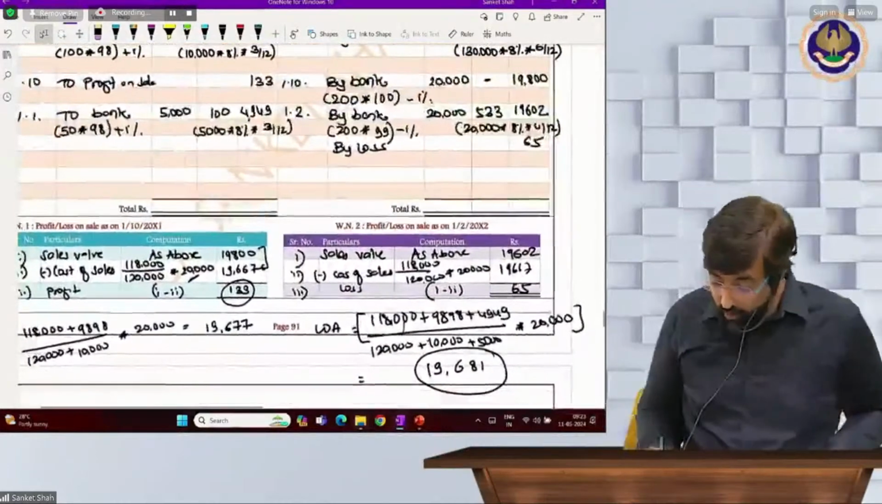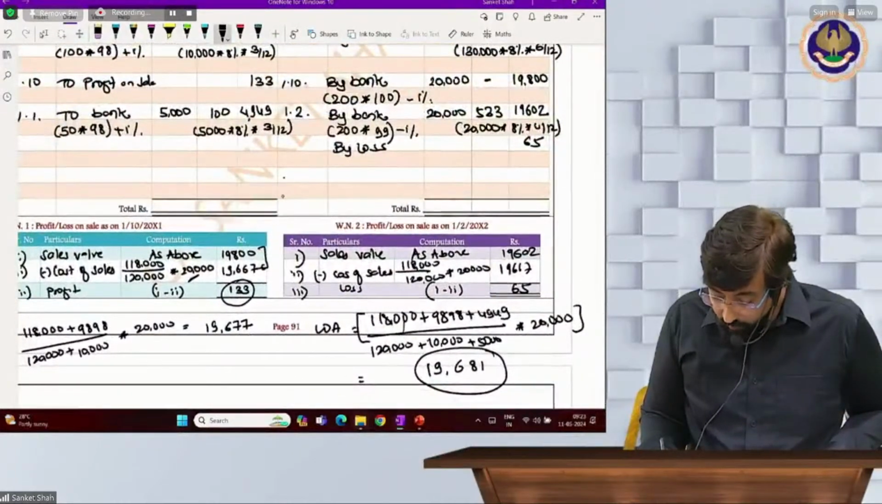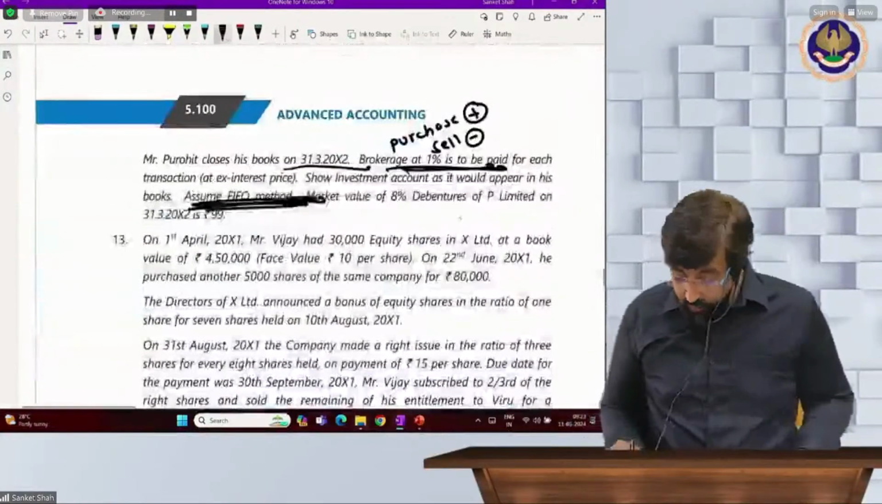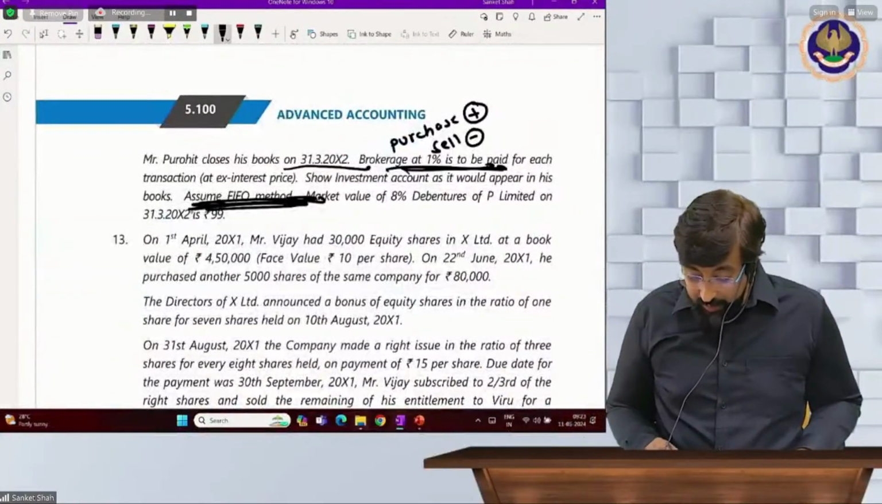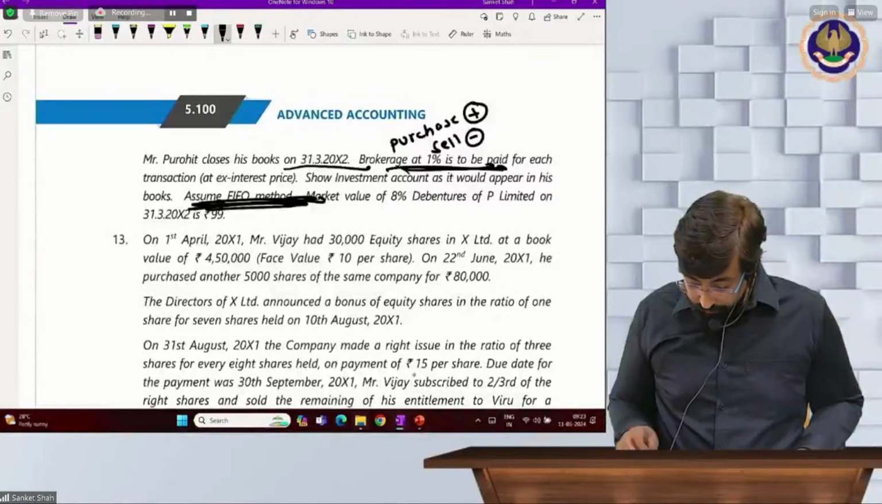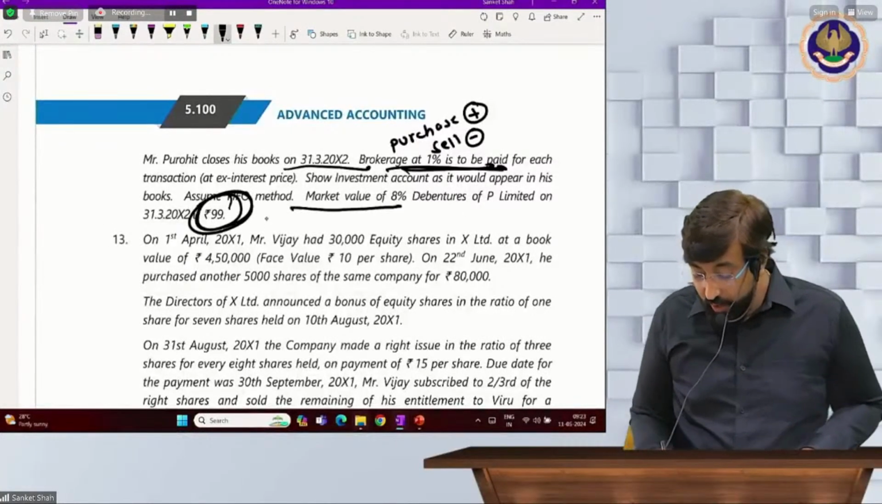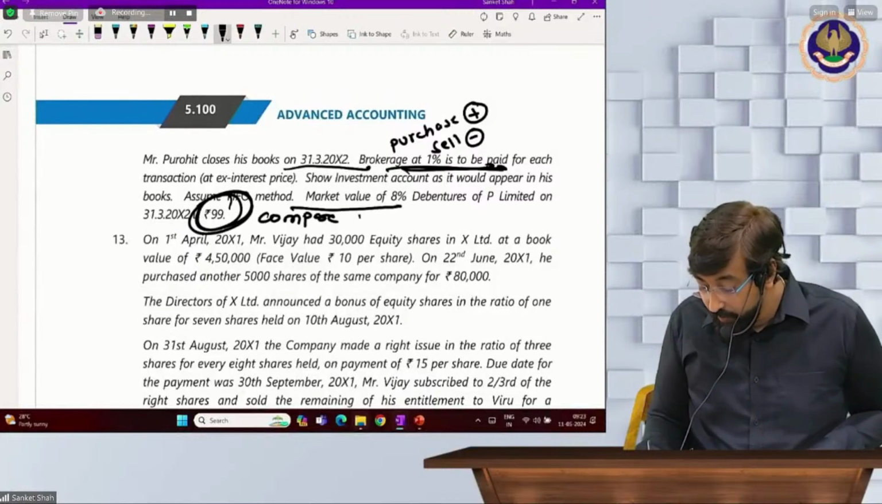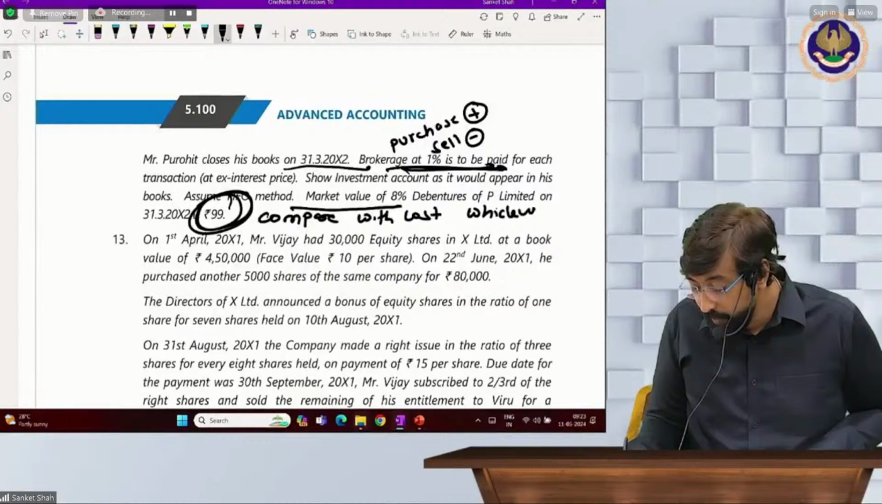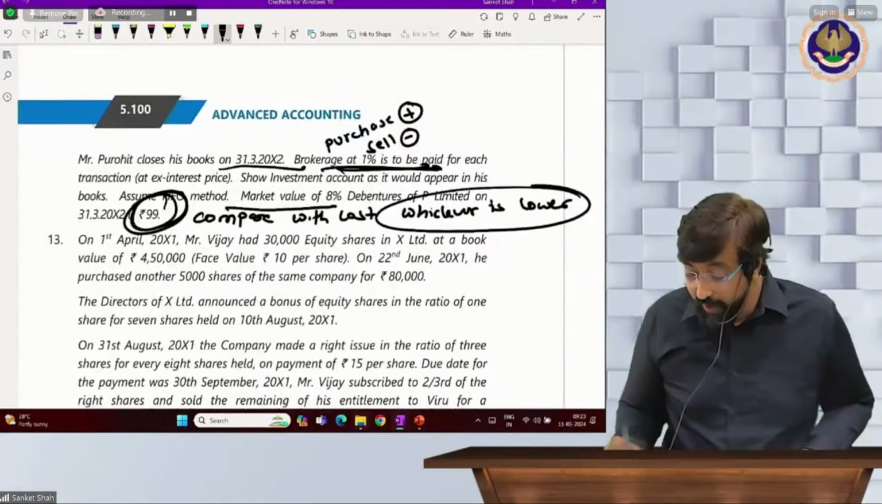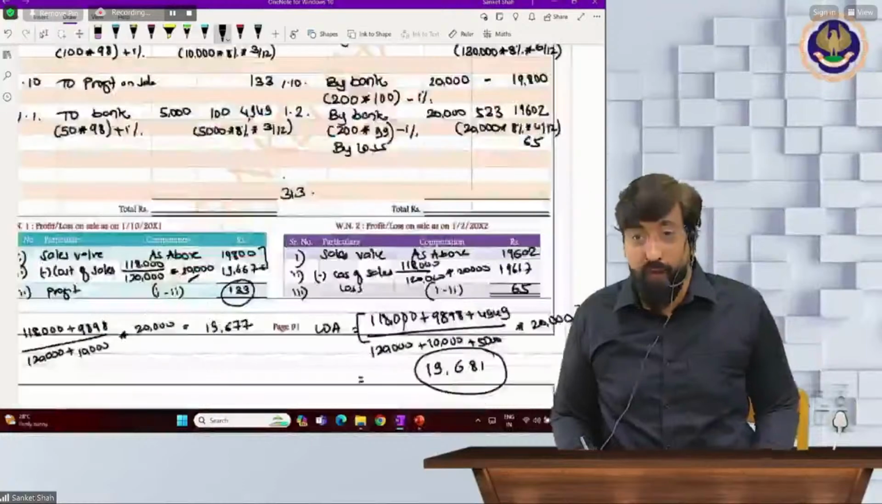Now I will do valuation. Now see, in the question they have given you the market value also. Market value is 99 rupees. And we compare it with cost, whichever is lower. Very good, beta. So this is also 1 mark working note, whichever is lower.